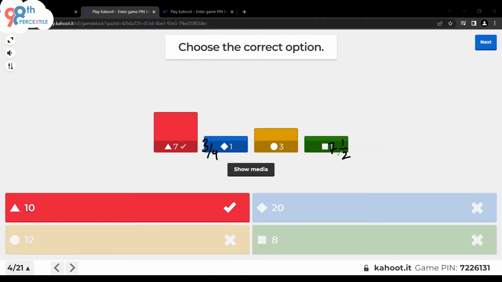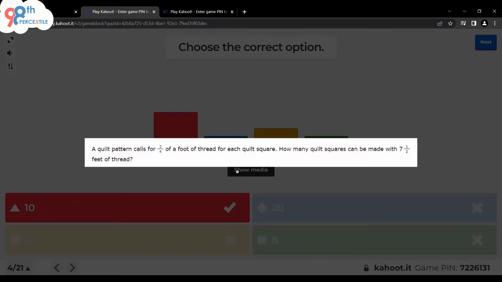Okay, so let's see. 7 of you have got the correct answer over here. And what we have next is, some of you have gotten it incorrect, but let's try to see where exactly you people were unable to work this out. So when we have a look at this question, a quilt pattern calls for 3/4 of a foot of thread for each quilt square. How many quilt squares can be made with 7 1/2 feet of thread? Okay, so over here we can see that the answer is going to be 10, but let's see how exactly that can be done.